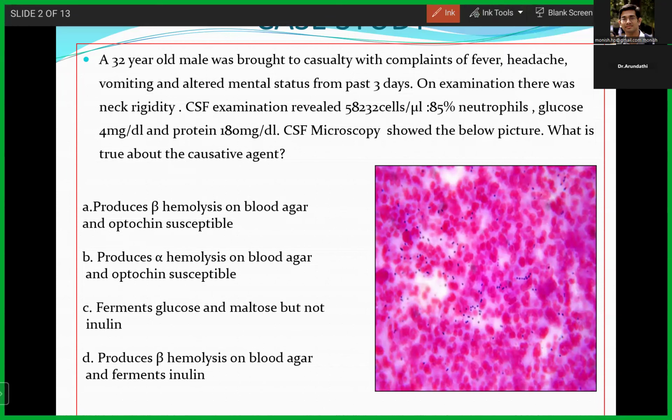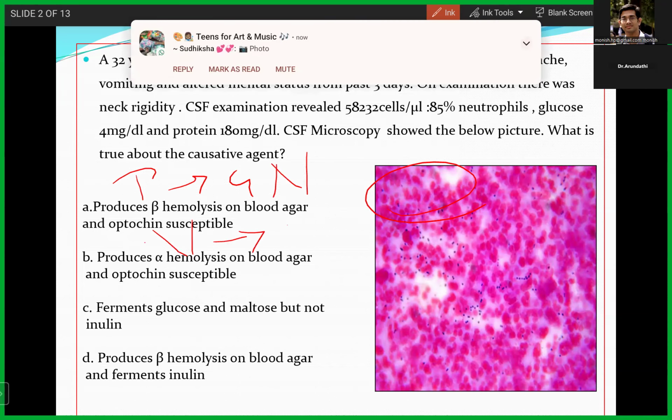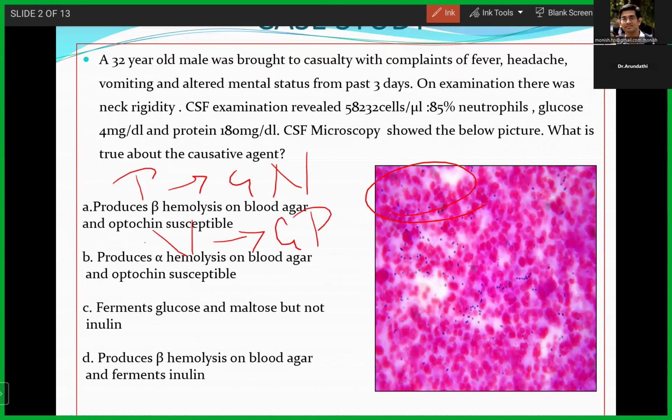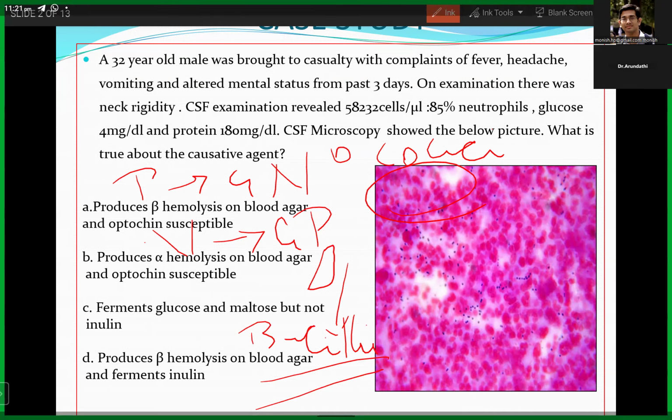There are many pink structures, and we know that anything in gram stain, if it is pink, it means it is gram negative. Anything which is violet or blue means it is gram positive. If they are spherical, they are called cocci, and if they are rod shaped, obviously they are called bacilli. All these things we know to a greater extent.